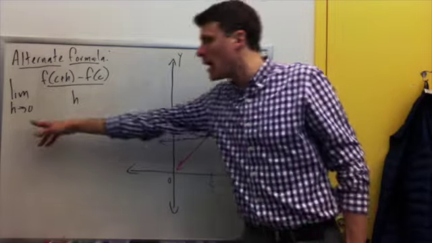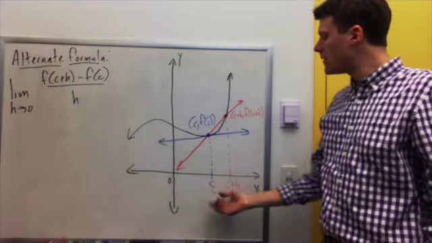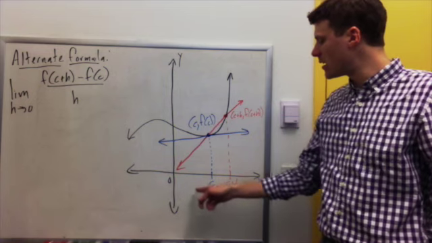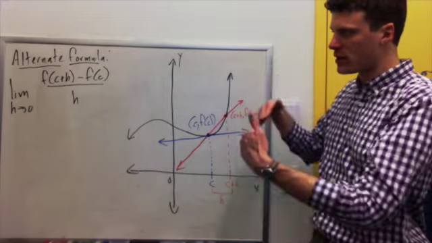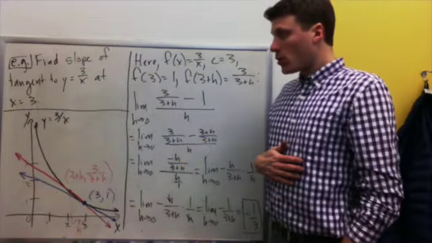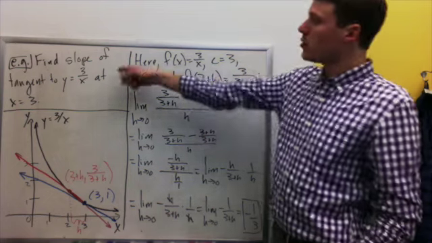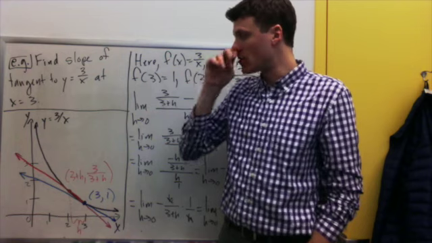Note that technically h could also be negative, so I shouldn't be talking about it as a distance. If h is negative, then when I add to c, I get a point towards the left, but that's okay because when we talk about limits, we like to imagine things coming from both sides. So let's use this alternate formula to find the slope of the tangent to the curve y equal to 3 over x at x equal to 3.